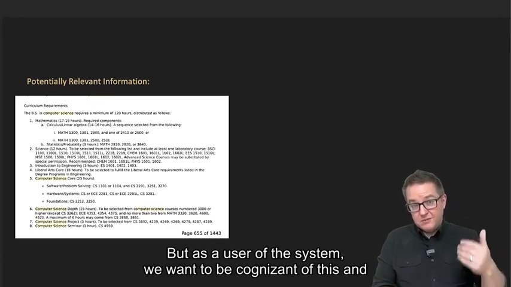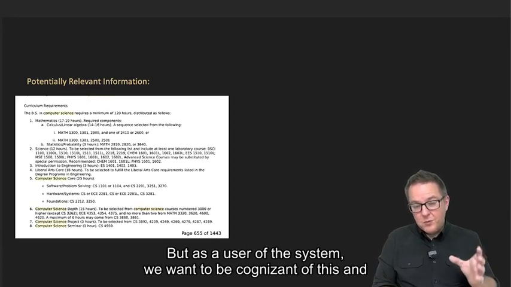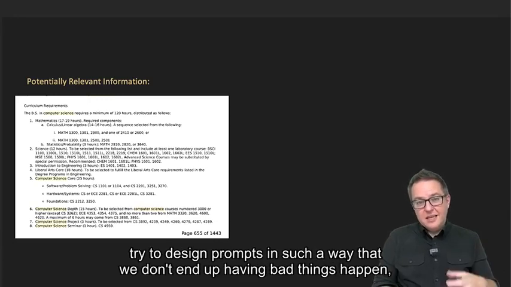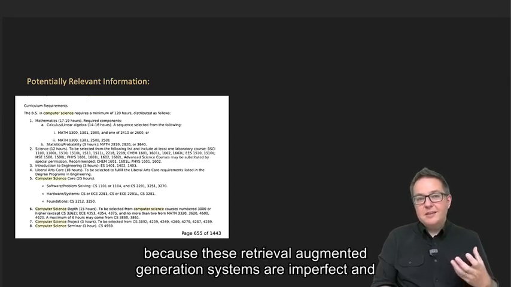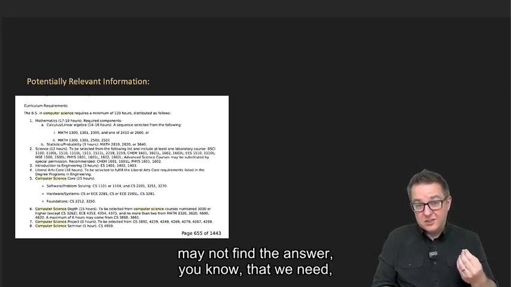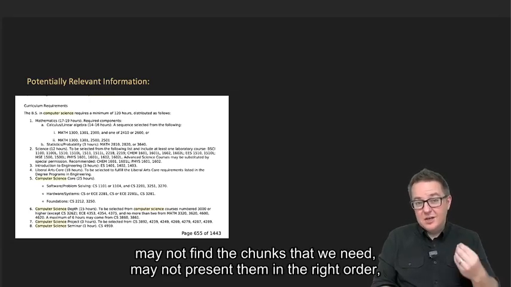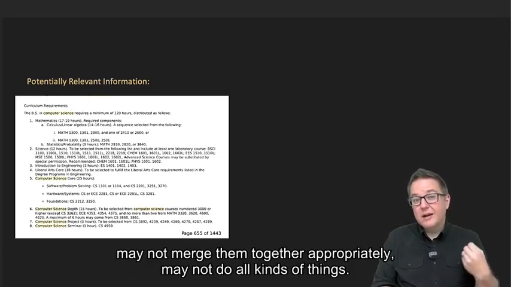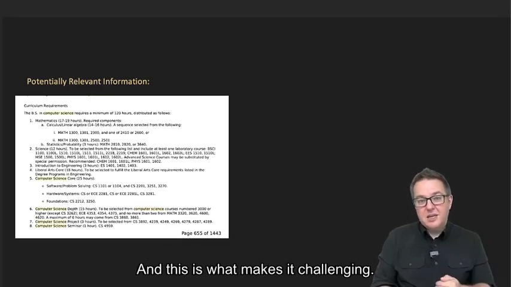But as a user of the system, we want to be cognizant of this and try to design prompts in such a way that we don't end up having bad things happen, because these retrieval augmented generation systems are imperfect and may not find the answer that we need, may not find the chunks that we need, may not present them in the right order, may not merge them together appropriately, may not do all kinds of things. And this is what makes it challenging.